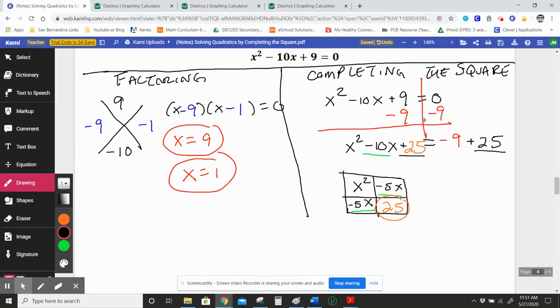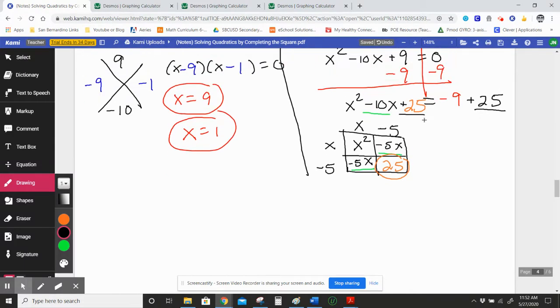Once you factor out the square, then you have your completed perfect square. When I factor out the box here, I take an x from this row, a negative 5 from this row, an x from this column, and a negative 5 from this column, and I have my perfect square. So that crazy equation on the left-hand side just becomes x minus 5 multiplied by x minus 5, which is the outside of the box here, and I'm going to set it equal to negative 9 plus 25, which happens to be 16.